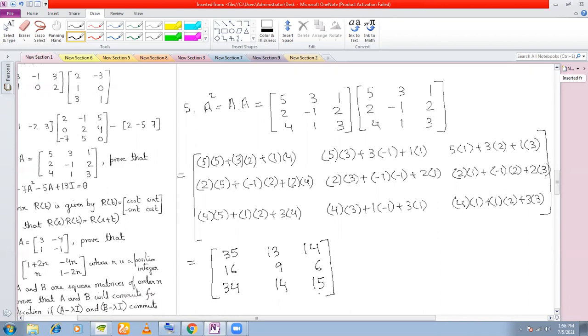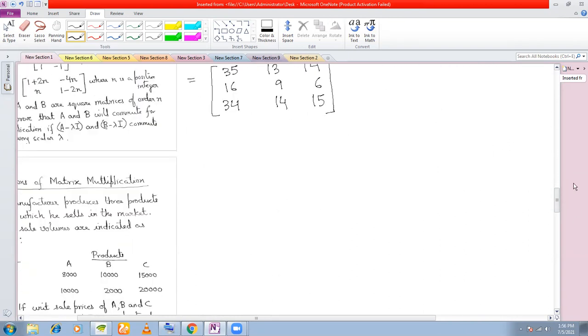This is what you will get. Okay. Now we have calculated A square. Let us now proceed to calculate A cube. A cube here is the product of A square with A. A square we have calculated above.